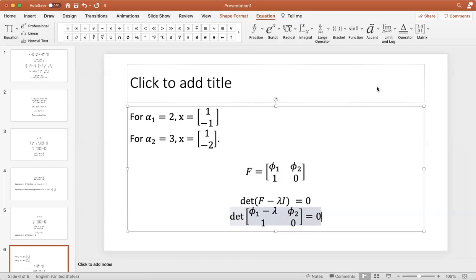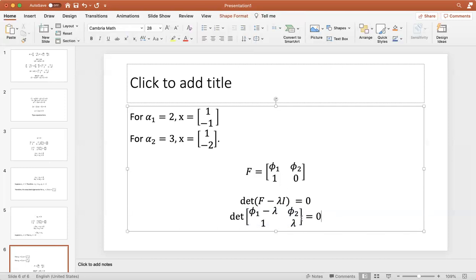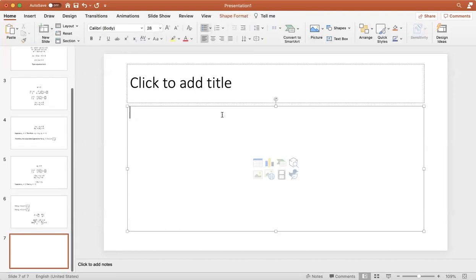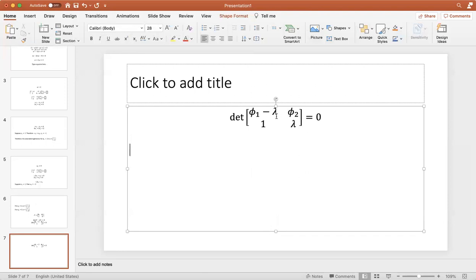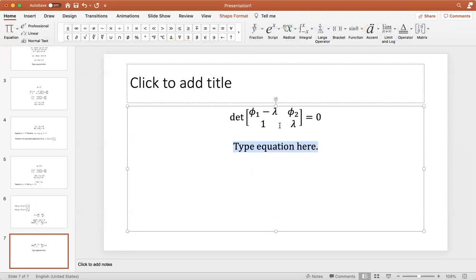So what would be the determinant of this? Oh, sorry, you still have lambda here. Right? You have lambda because it's supposed to be in the diagonal. So what's the value of lambda that will satisfy this singularity condition? Well, you just copy this. So we'll just take the determinant of this matrix. That will be equal to phi1 minus lambda times negative lambda minus phi2. That's equal to 0.